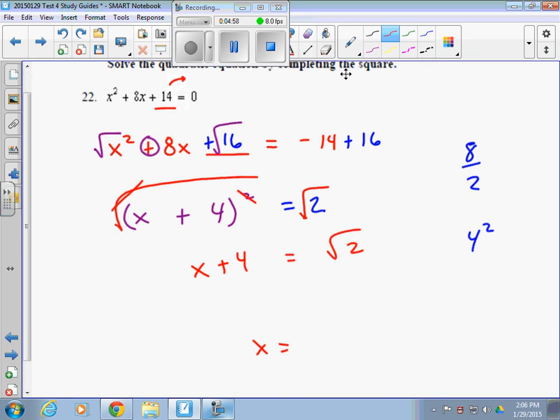And then undo x plus 4 by subtracting it on both sides. If you do it there, do it here. You can't take it away from the square root of 2. They're not like terms. So what we have is x equals negative 4 plus or minus the square root of 2.